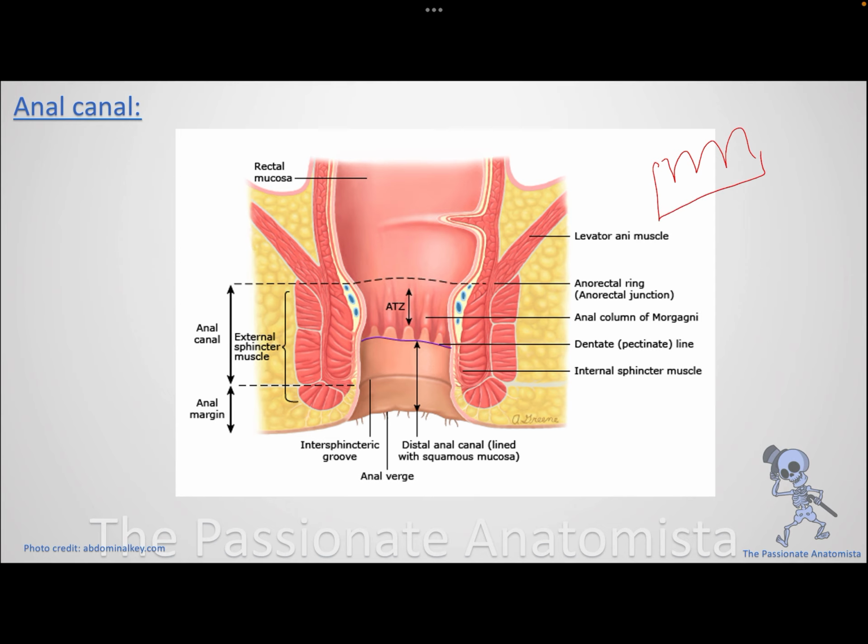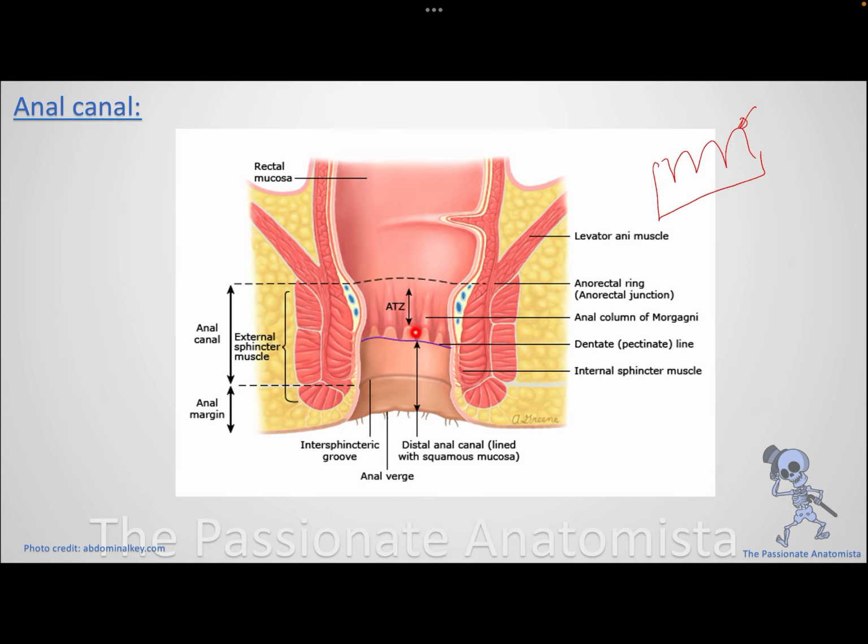Pectin in Latin means comb. So this is the pectinate line, and that is what separates this zone from that zone. And then we have an elevation. These elevations are what we call the anal columns, or columns of Morgagni. Why do we have these columns?